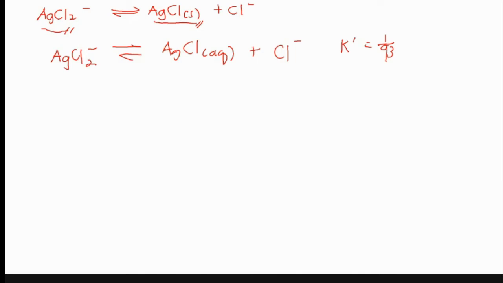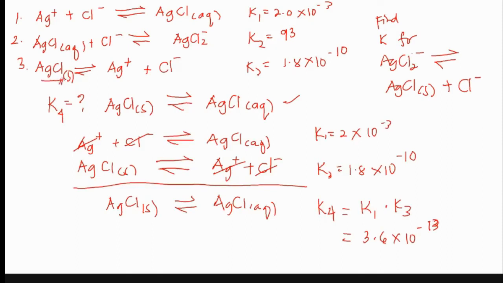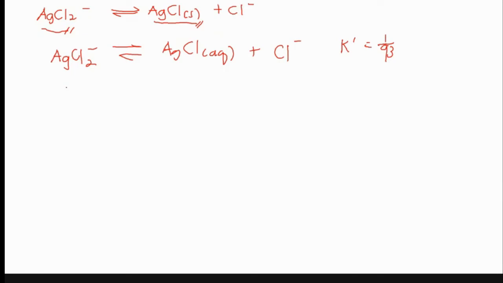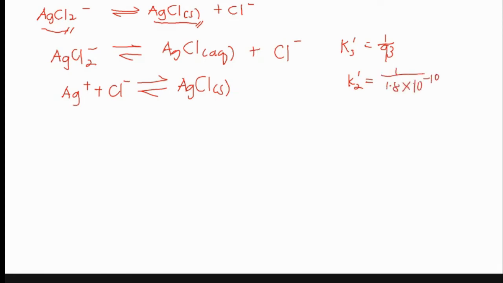And then next, where do we find AgCl solid? It is a product in the given reaction, but it is a reactant in ours, so we reverse equation number 3. We have Ag plus Cl minus, and then AgCl solid. And we also invert its K, so K3 prime is 1 over 1.8 times 10 raised to negative 10.